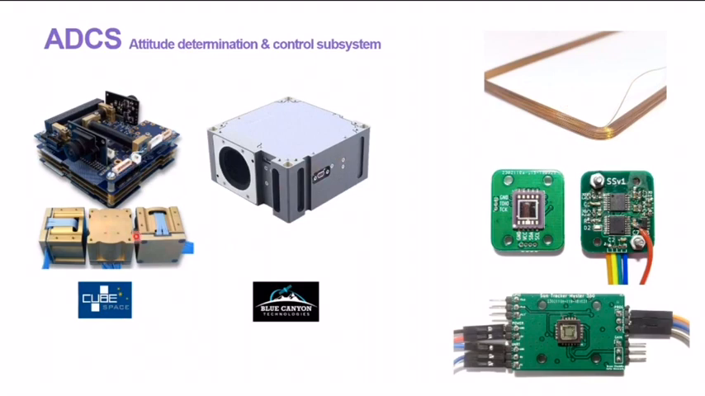You might see these three reaction wheels here. So you can use reaction wheels to spin. If you spin the reaction wheels, you are able to control your orientation. Again, there are certain commercial options available in the attitude determination subsystem, and there are options to design these subsystems as well.